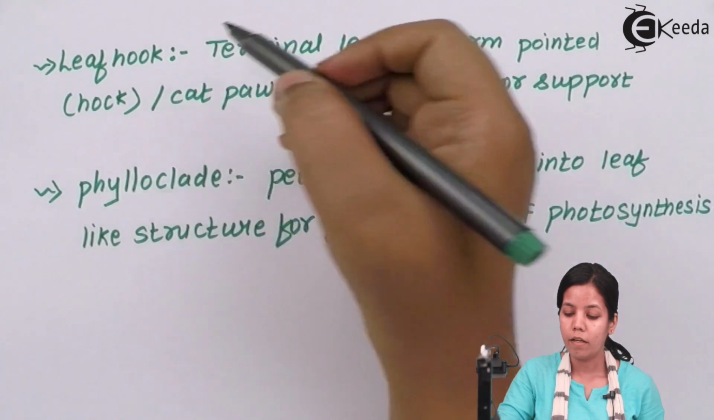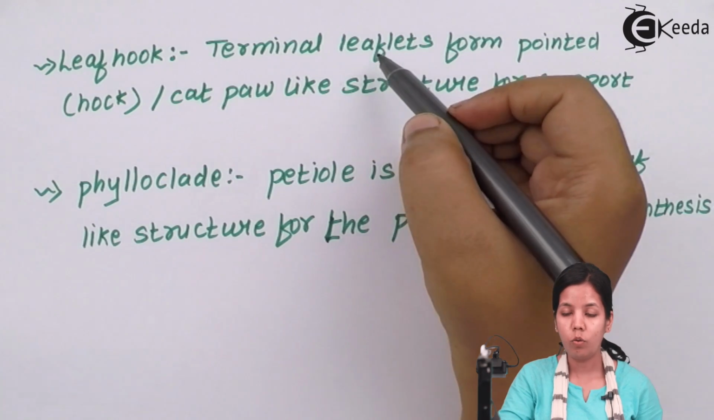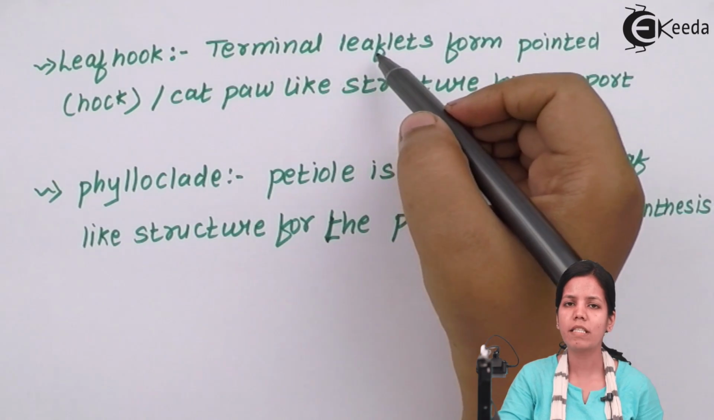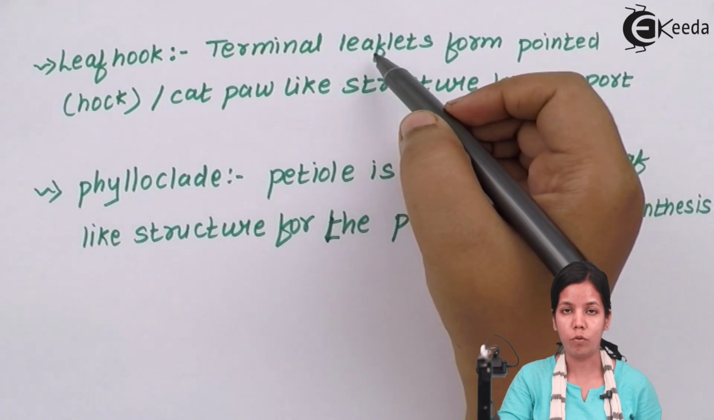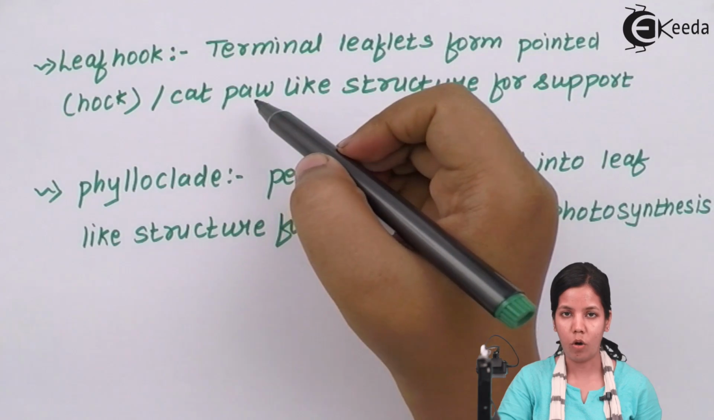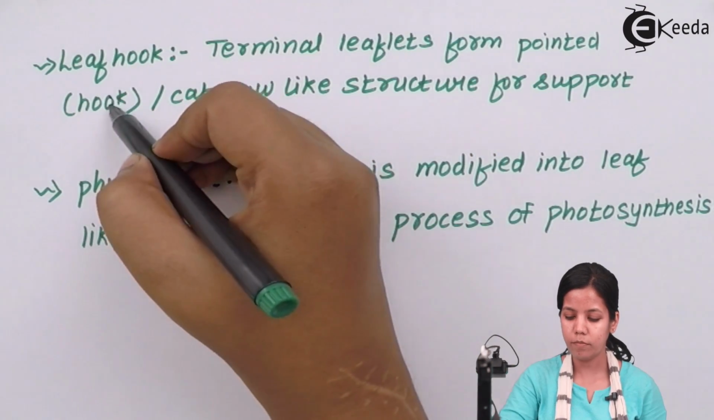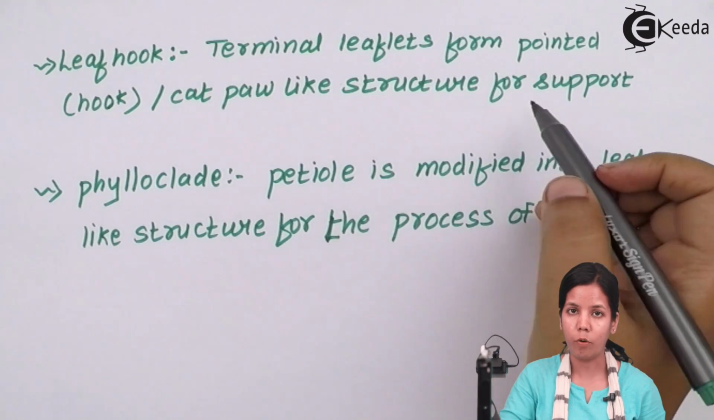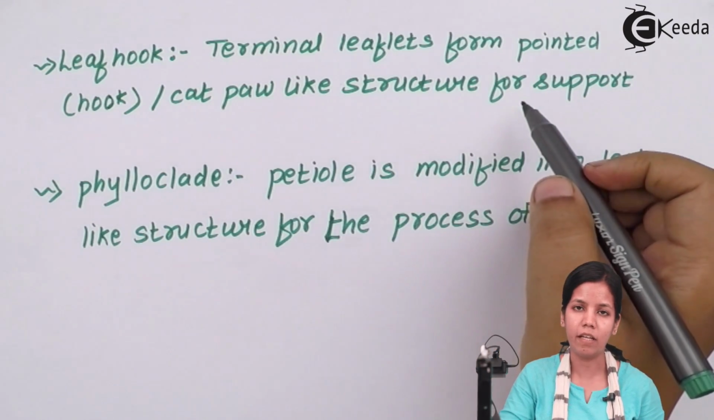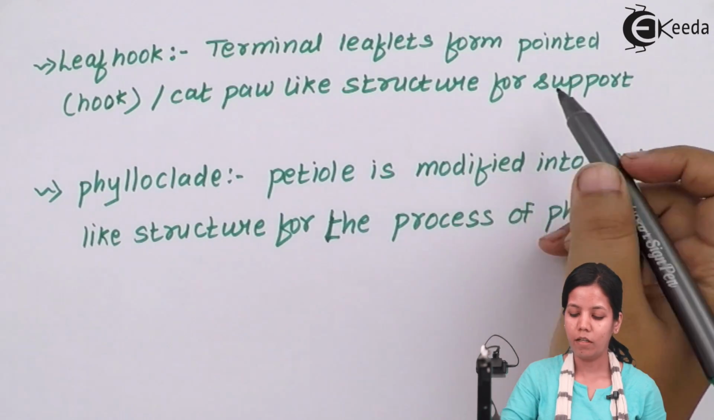Leaf hooks. Basically leaf hooks are formed in the terminal leaflets. When I say terminal leaflets, these are nothing but leaves which are present at the ends, and these leaf hooks are called cat paws or hook-like structures. These hook-like structures are used for support for the ending leaves in certain pitcher plants or insectivorous plants.